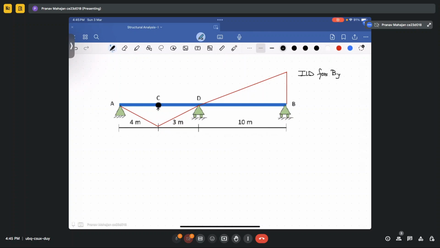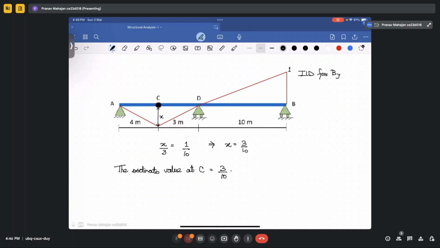Suppose this is your H. Use the concept of similar triangles, and this value is 1. So H upon 3 will be equal to 1 upon 10, so H will be equal to 3 by 10. Due to a unit displacement at point B, your deflection at point C comes out to be 0.3. So the ordinate value at C will be equal to 3 by 10.